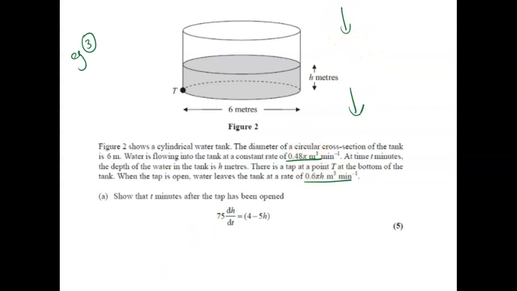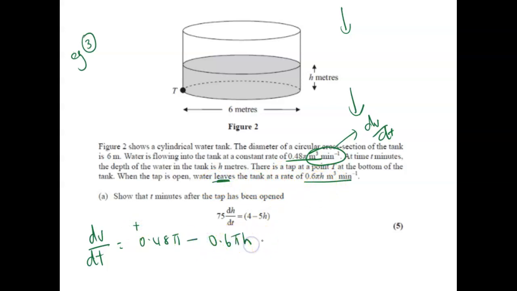Because we have meters cubed per minute, this simply means it's dV/dt. Since water is coming in, dV/dt is equal to 0.48π, and that's positive. And since it's leaving at this rate, I will subtract 0.6πh. So this whole expression here will be my dV/dt. Now in this particular question, they are asking us to prove this, so we still have a little work to do.